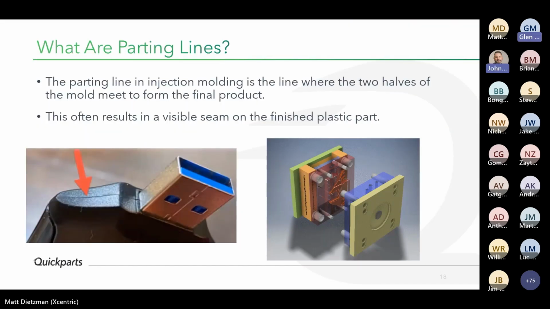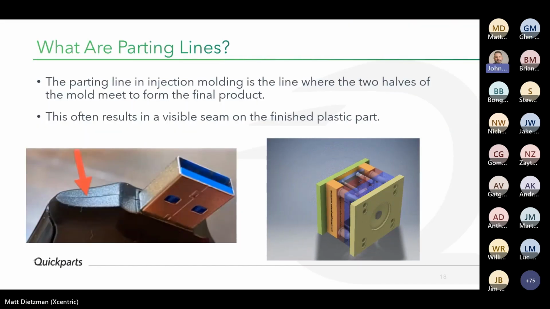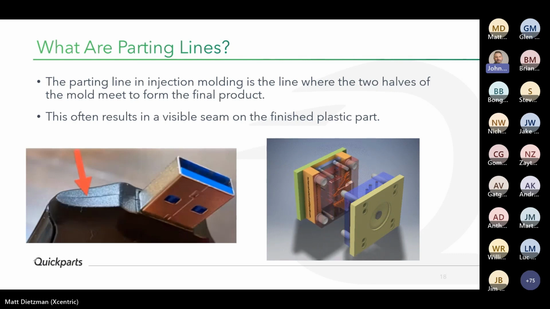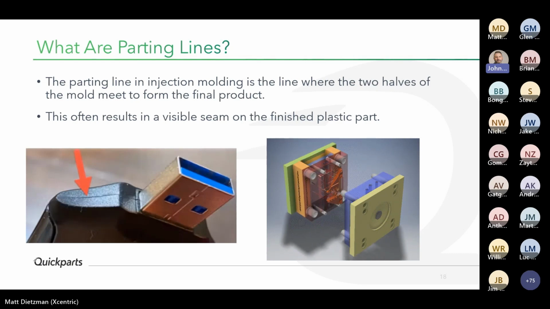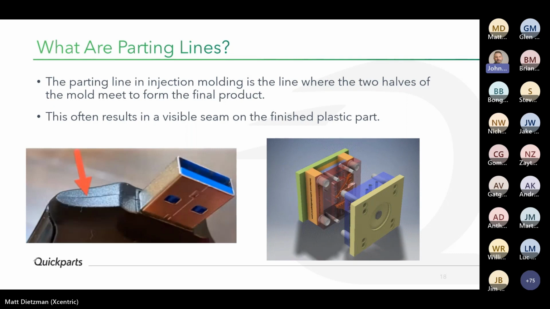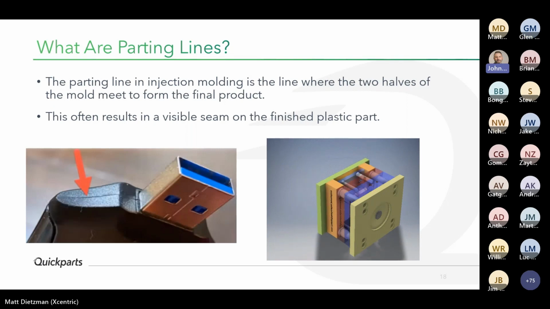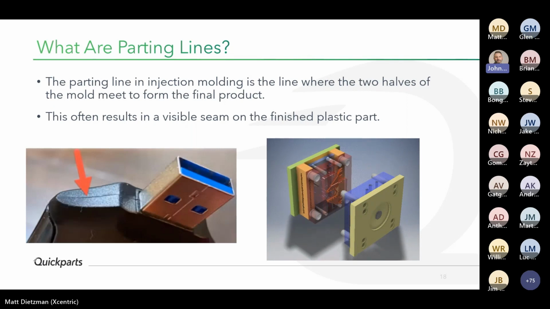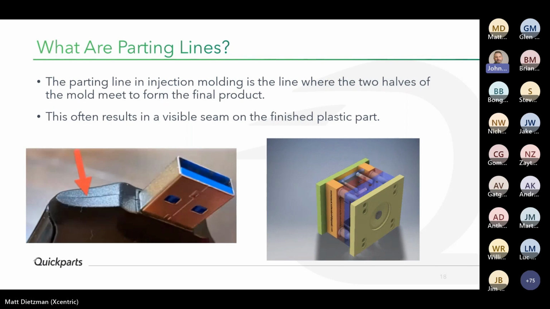A little bit different than knit lines. A parting line is formed on the part where the two halves of the mold meet to essentially make the final product. A simple way to think of it is with Play-Doh: you have a mold, pop in the Play-Doh, put the other half in and open it up, and you have a bunch of extra Play-Doh that's squeezed out, and that's what we call flash. But that line is the parting line.